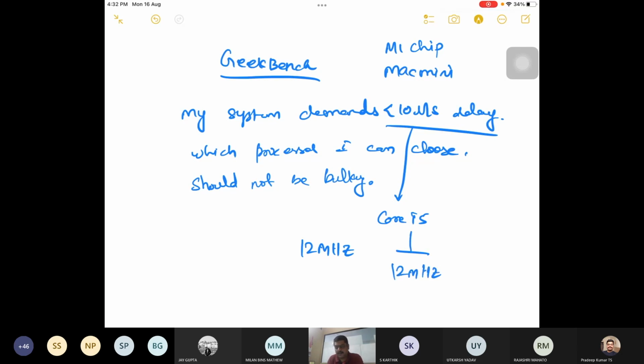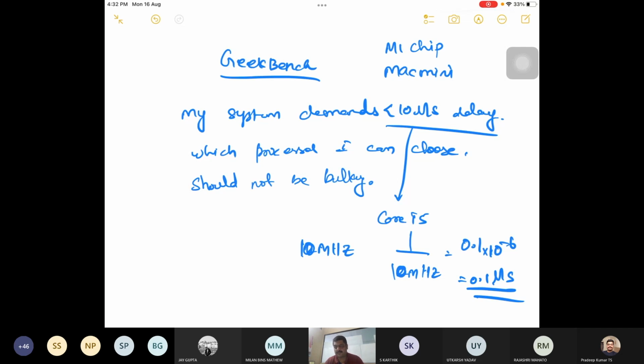So frequency domain and time domain: 1 by frequency is equal to the timing. 1 by 12 megahertz, what is the value? Or let's say we take 10 megahertz. 1 by 10 megahertz, what is the value? 1 by 10 is 0.1. Megahertz is 10 power 6. If you take 10 power 6 in the numerator, it becomes 10 power minus 6. So 0.1 microseconds. This is my instruction timing.